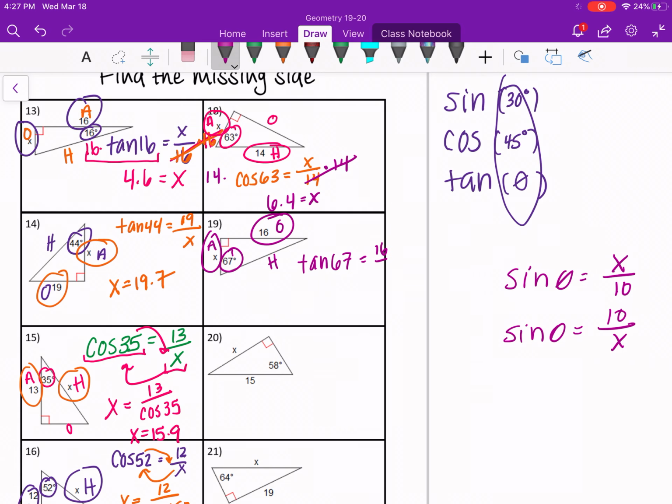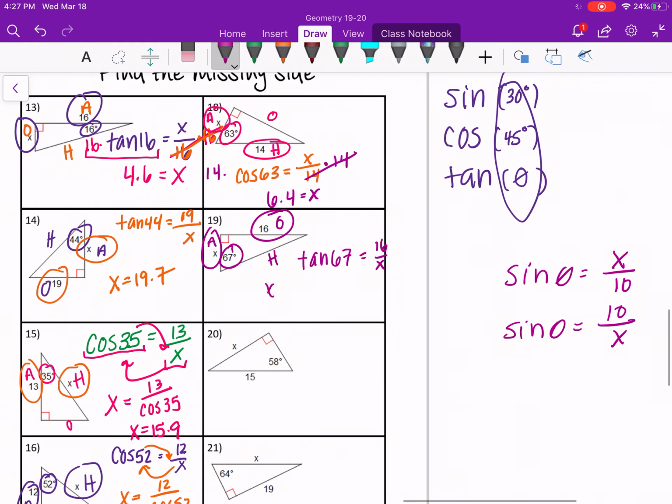We've got opposite over adjacent, which means we got to switch. We do 16 over tangent of 67. Again, hopefully you guys remember this from last year and you're enjoying this and not stressing out about it because it's familiar. X equals 6.8.